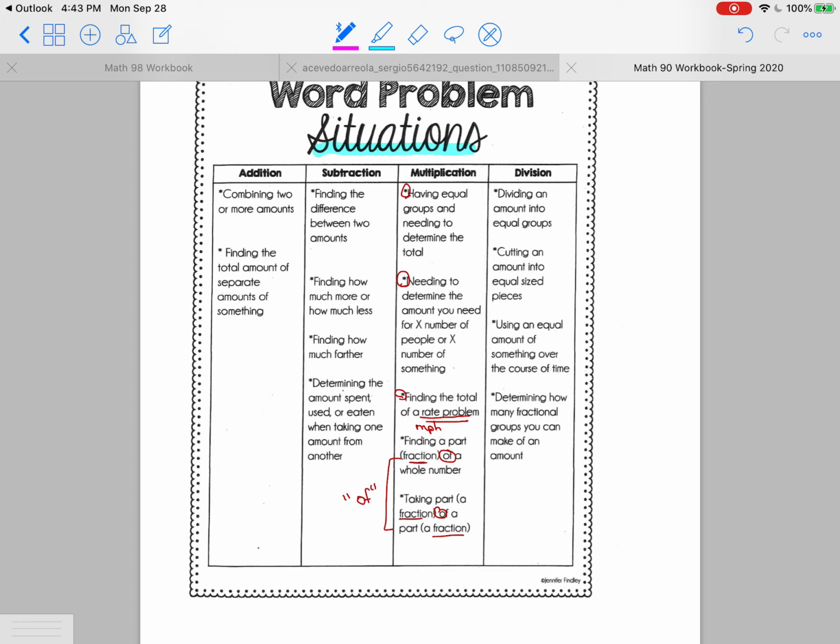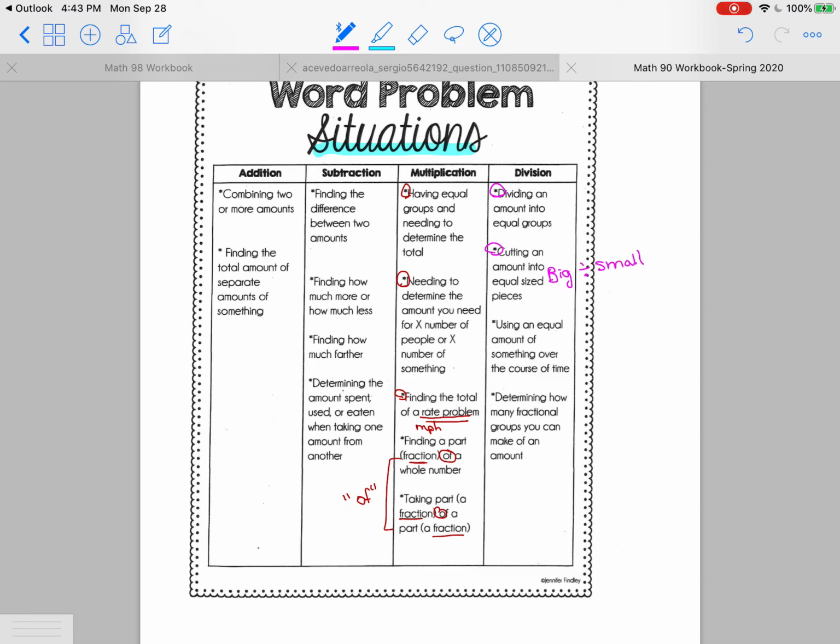If we skip over to the division, we're dividing an amount into equal groups. That makes sense, right? Got 24 brownies and I've got 12 students, right? We're going to take those 24 brownies and divide them by 12 to see how many brownies everybody gets. Cutting an amount into equal size pieces, right? So this is when we have a large amount, so big divided by small.